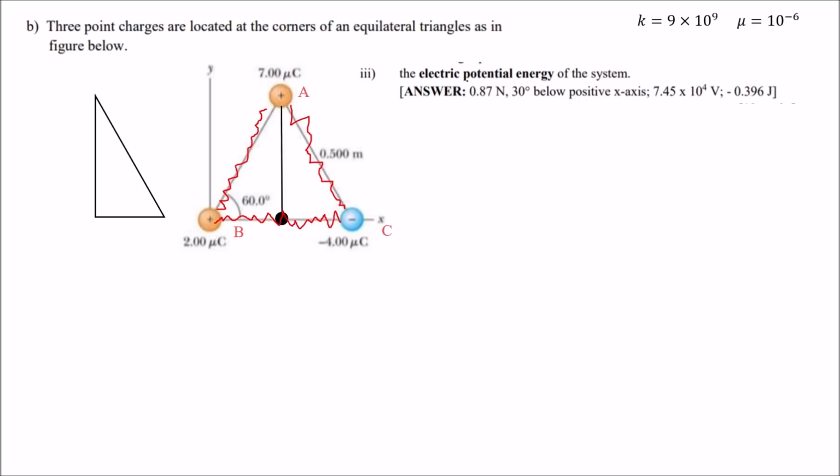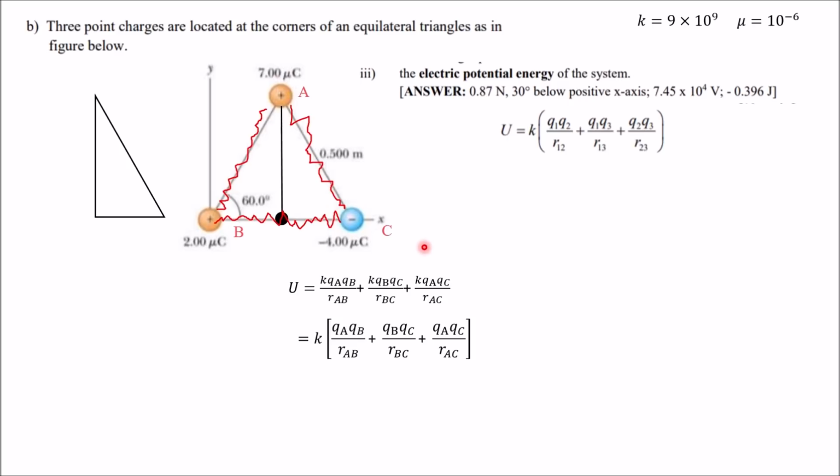So now it will be electric potential energy. We use a different formula, K Q1 Q2 over R12, and then Q1 Q3 over R13, Q2 Q3 over R23. What does it mean? Just like this one, the system will have three springs. So we have to consider all the springs over here: AB over here, BC over here, and then AC over here.